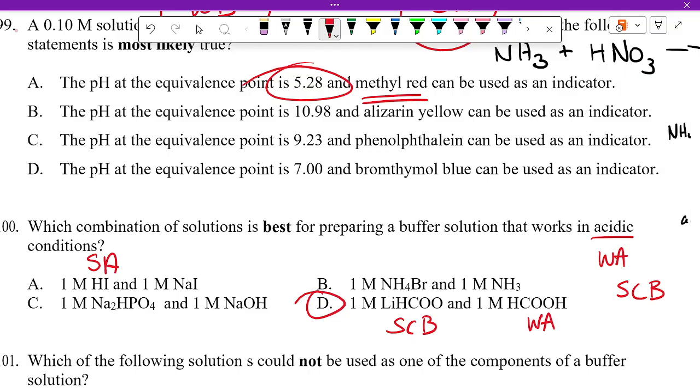But let's just take a look at things. Here we have a weak base and the salt of its conjugate acid. And then this one is amphiprotic, but I feel like it's more basic than it is acidic. That's just my guess, I would have to actually look on the chart. And it's a strong base, so.